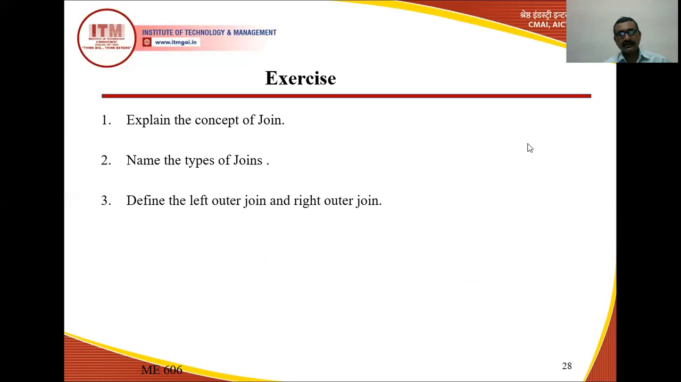What is the third question? Define the left outer join and the right outer join. In the case of the left outer join, we combine two tables, and in the result set the right attributes are defined as null. In the right outer join, we combine two tables, and the left attributes are defined as null. So that is how the left outer join and right outer join function.